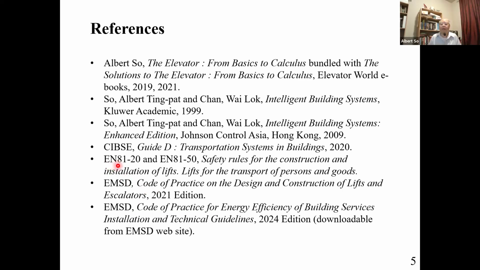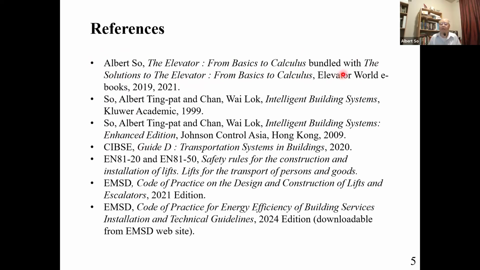You can download EN 81-20 and EN 81-50, which are European standards. EN means European, right? And 95% of the design code in Hong Kong follows the European code. And for my two books, you can borrow them from the library, but I don't think they have any electronic digital version. These two are from the magazine.